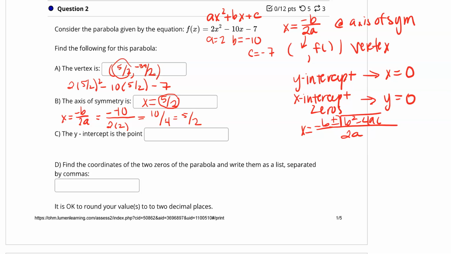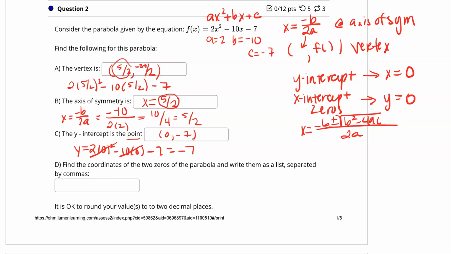So now to get the y-intercept, we're going to set x equal to 0. So I'm going to say y equals 2 times 0 squared minus 10 times 0 minus 7. And these will cancel because of that multiplication by 0, so we just get negative 7. Now it does say at the point, so we're going to have to put in 0, negative 7.